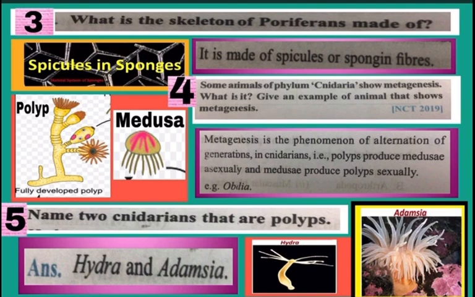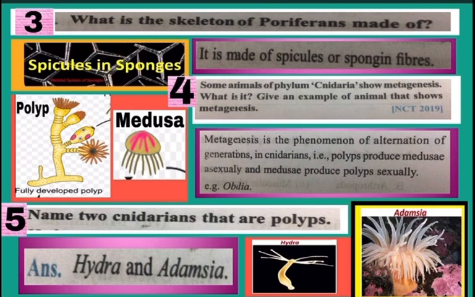Question number 4. Some animals of phylum Cnidaria show metagenesis. What is it? You also have to give one example of an animal in which metagenesis is found. First, see the diagram. Two basic body forms of Obelia are shown. Polyp, which is sessile, does not move. And medusa, which is umbrella shaped and a free living form.